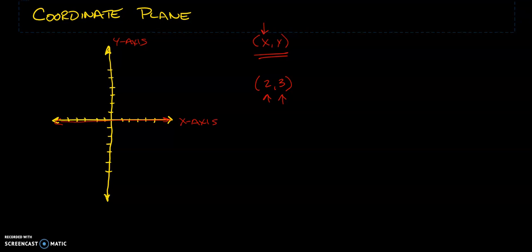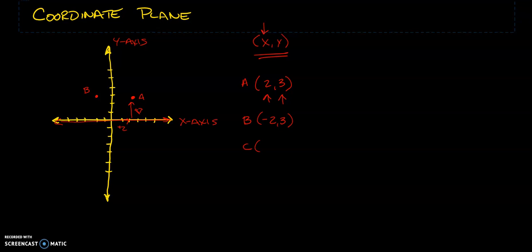So the way I would do that is I would go over 1, 2, and then up 3. So I've gone over 2, and then I've gone up 3. And so this point here, let's call this point A. Well, what about point B? What if I said -2 and 3? Now what I'm going to do is go from the origin, 1, 2 to the left, that's going to be -2 on the x-axis, and then up 3. So that point would be right there. This would be over 2 and up 3. That's going to be point B.